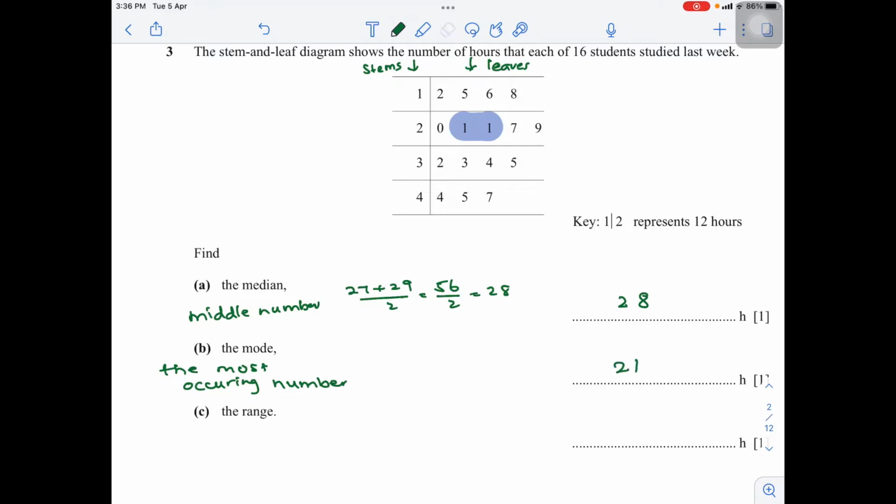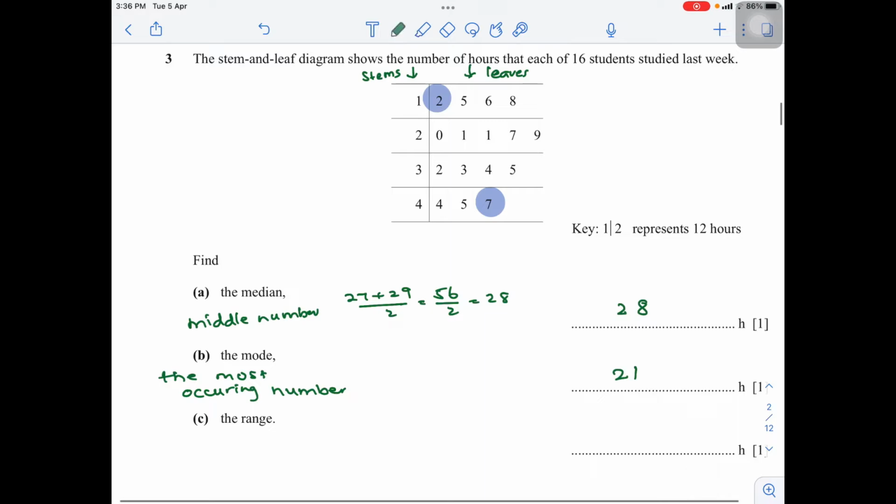The range is the highest minus the lowest. So highest is 47, lowest is 12. So 47 minus 12. So the range is highest minus lowest, which is 35. So answer is 35. Let's try the next one.